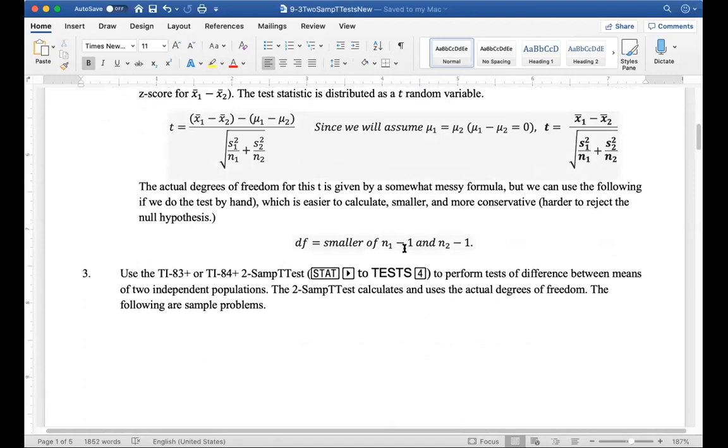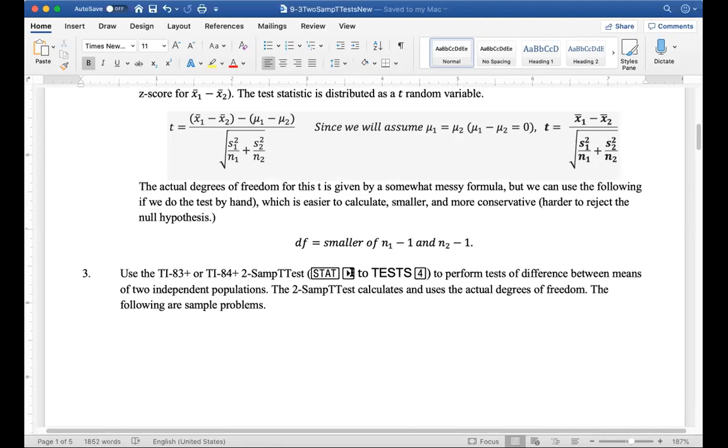But for these tests of difference between means, we are going to use a calculator test to do our step 2 and step 3. Because remember, all the calculator tests give us a test statistic value and they give us a p-value. So basically, we're using the p-value approach for all of our tests of difference between means.